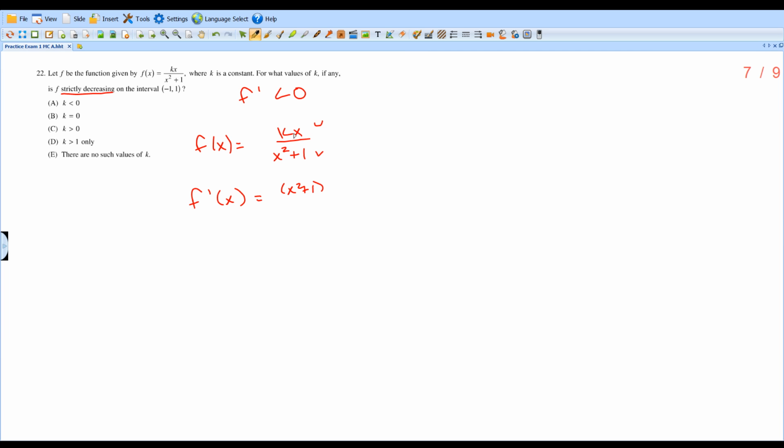The derivative of u, k is just a constant. Think of this as being something like 10x. The derivative of 10x would be 10. So the derivative of kx is just going to be k. So that was our v du minus u, which is kx, times the derivative of v. The derivative of v will be 2x, over u, which is x squared plus 1 squared.